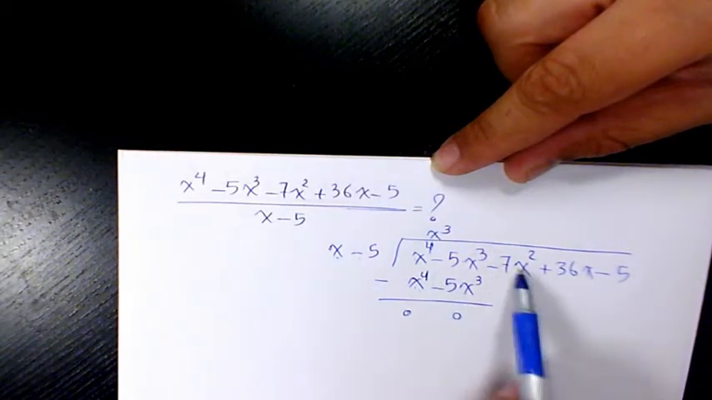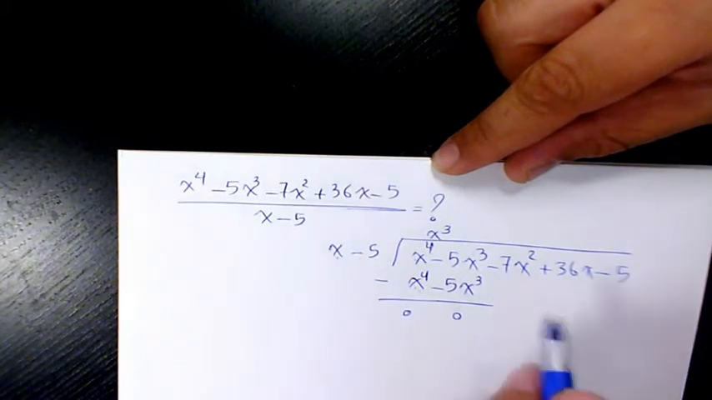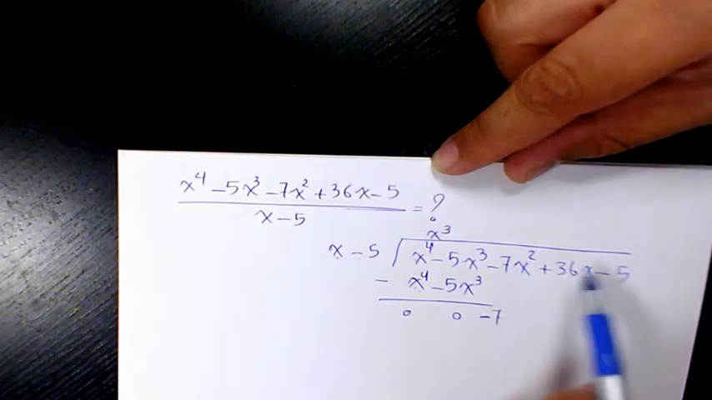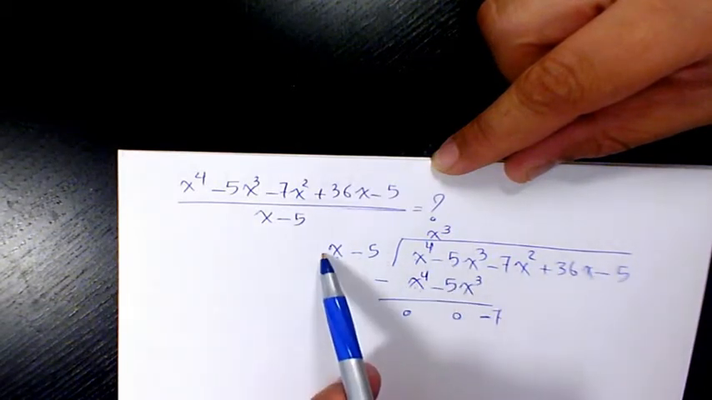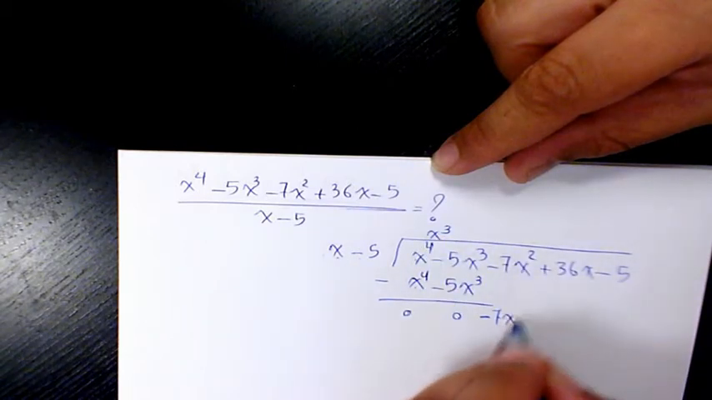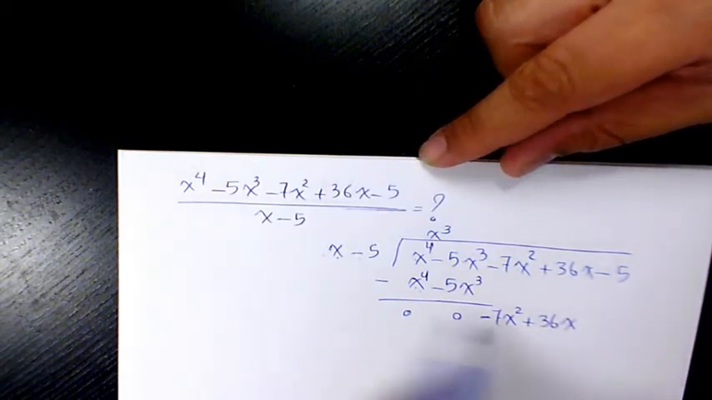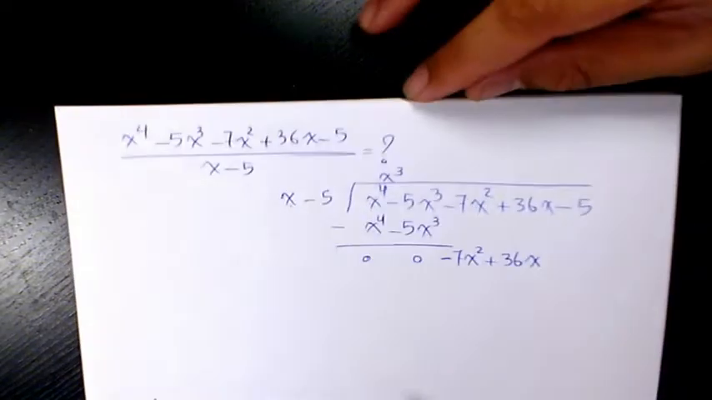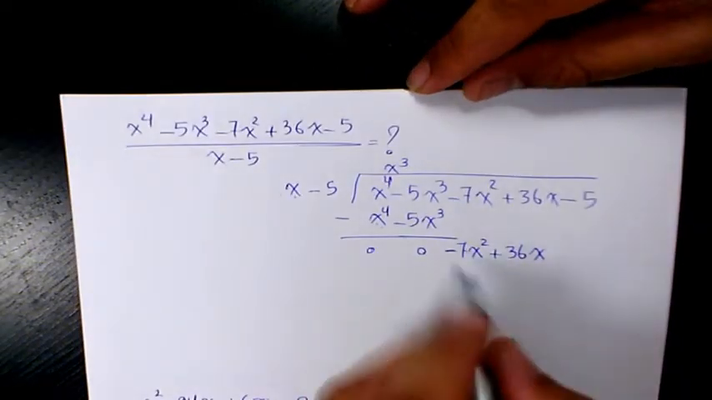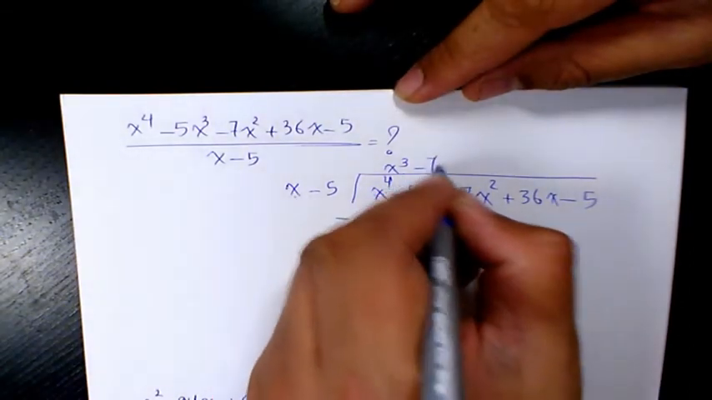And then we have three more terms. Since the divisor has two terms, we need to bring two terms down from the dividend. This one is called dividend, this one is called divisor, and this part is going to be the quotient. So I bring two terms down, then I divide it again, the largest exponent with the largest exponent in the divisor. So negative 7x squared divided by x is going to be negative 7x.